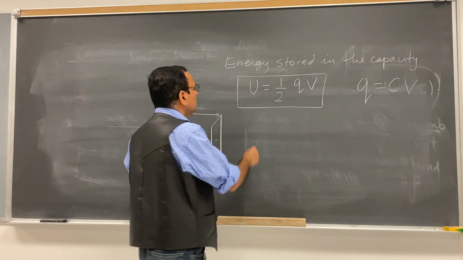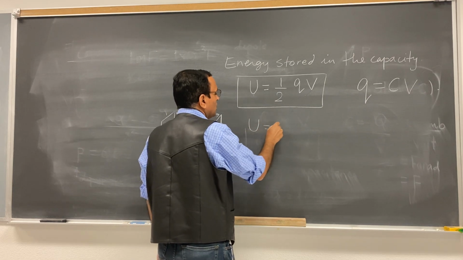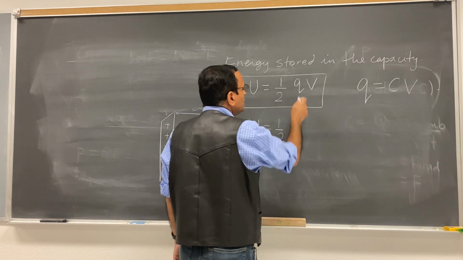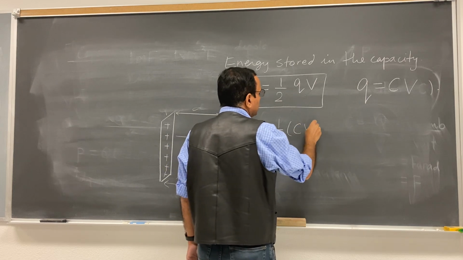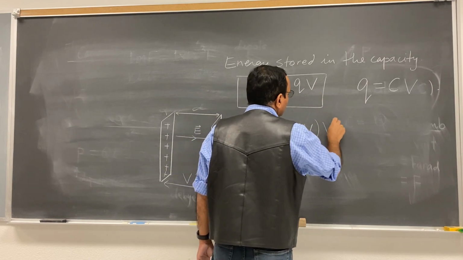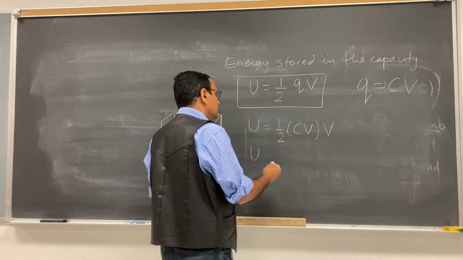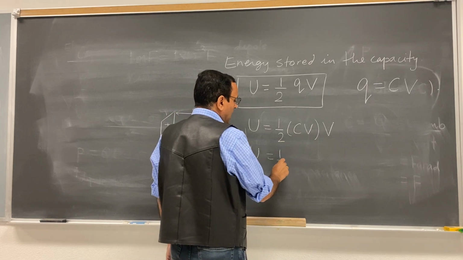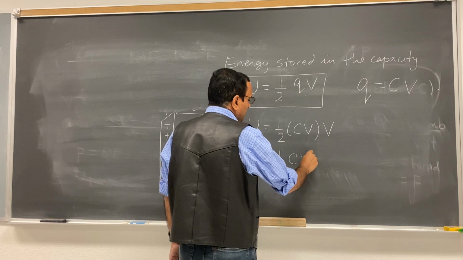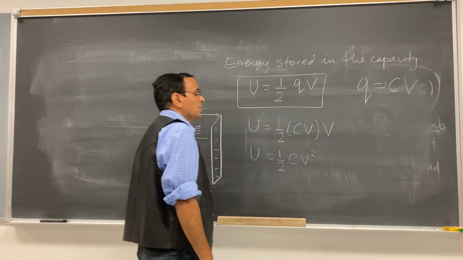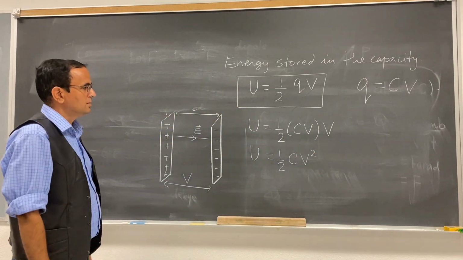But if you want to write it in a different way, you can write 1/2. What is Q? Q is C times V, and you have another V there. V is the potential difference. So the energy stored in the capacitor is 1/2 C V square also.